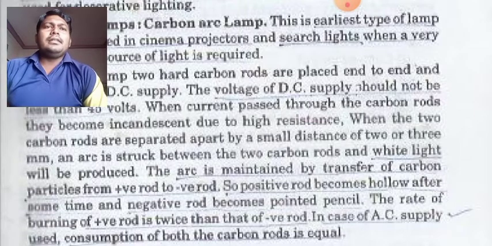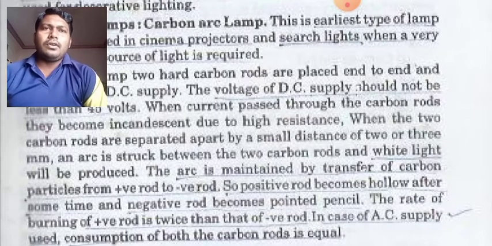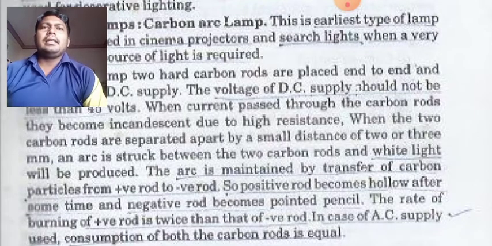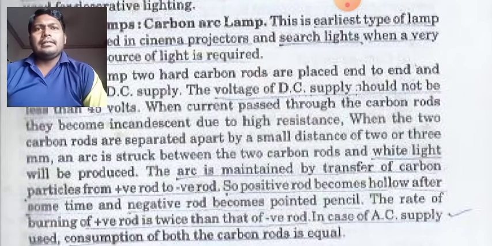So when the two carbon rods are separated by a small distance of 2 or 3 mm, an arc is struck between the two carbon rods. Mind you, students, these two rods or electrodes are made of carbon. And white light will be produced, because the arc, if you have noticed any arc, is white, or silver-like light produced as a spark. So white light is now produced.